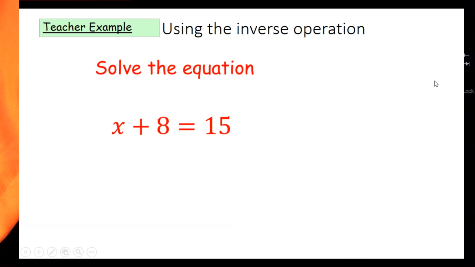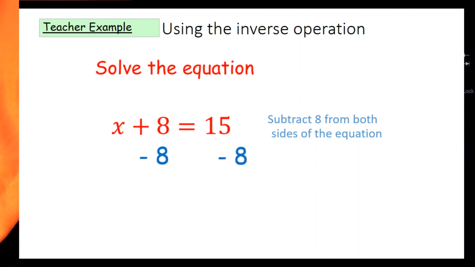So to get x on its own, we need to move the 8 to the opposite side. Okay, so we need to do the inverse. The inverse of plus 8 is minus 8. So we subtract 8 from both sides of the equation. Now you end up with x equals 7.